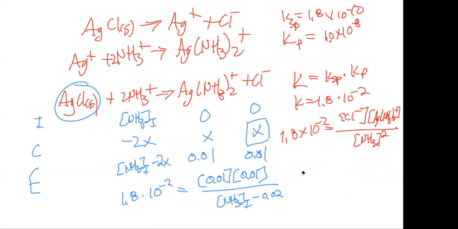I'm going to bring up this NH3 over here. So this is squared, right? Because we have to square that whole value. And so this becomes something that looks like 1.8 times 10 to the minus 2, 0.01 NH3 minus 0.02. And then I'm taking the 1.8 times 10 to the minus 2 and I'm square rooting that.